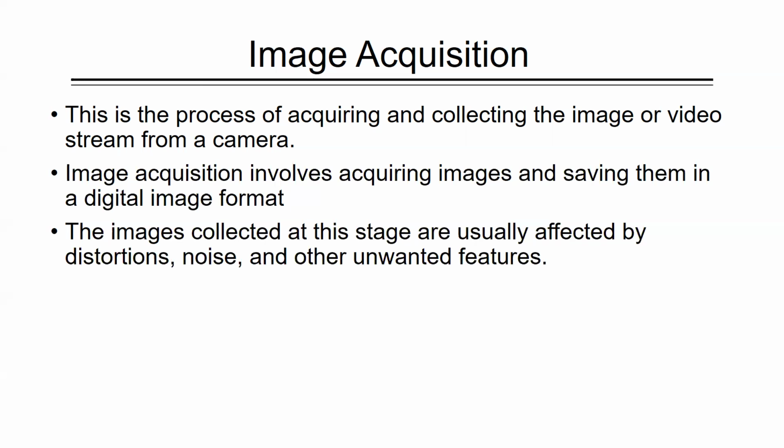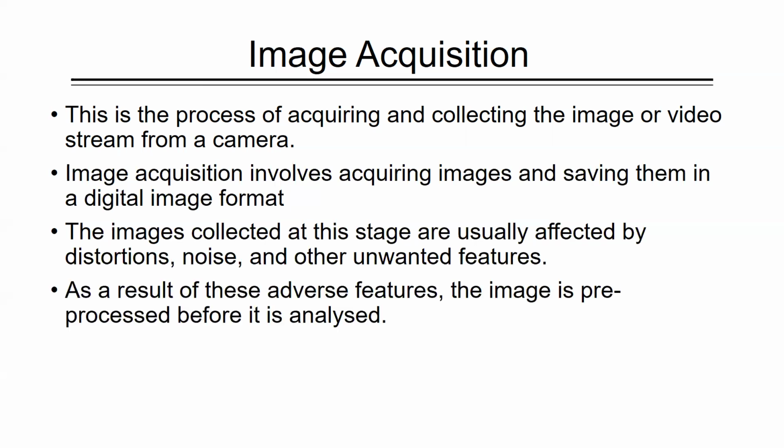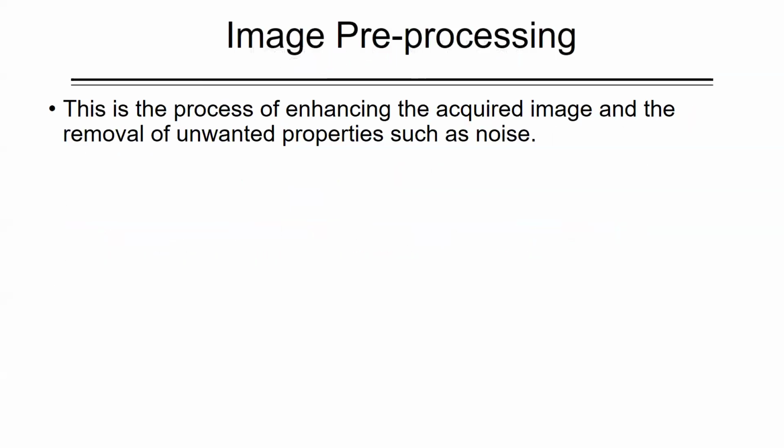Now, when you collect these images at this stage, they're usually affected by noise and other unwanted features. And therefore, this means you need to pre-process the images further before you go to other applications. And this leads us into the next step, which is image pre-processing. In image pre-processing, you are mostly enhancing the image. Maybe it is blurry or it has faded out regions, and you're also removing unwanted properties such as noise.